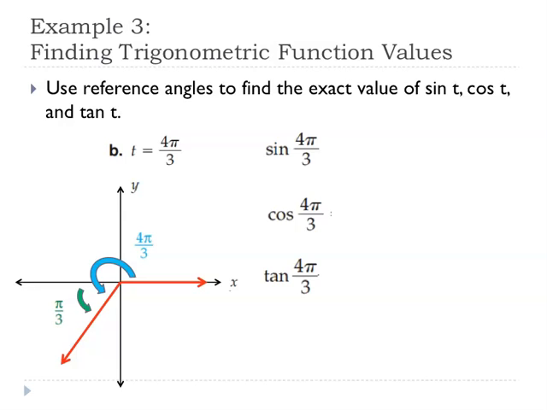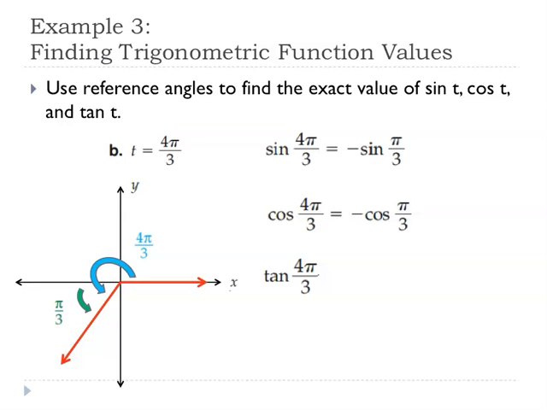So we are in quadrant 3. That means that these values are going to be the same as sine, cosine, and tangent of pi over 3, with the exception of where it's positive and negative. In quadrant 3, all students take, so only tangent is going to be positive. So sine of 4 pi over 3 is the same as negative sine of pi over 3. Cosine 4 pi over 3 is the same as negative cosine pi over 3.